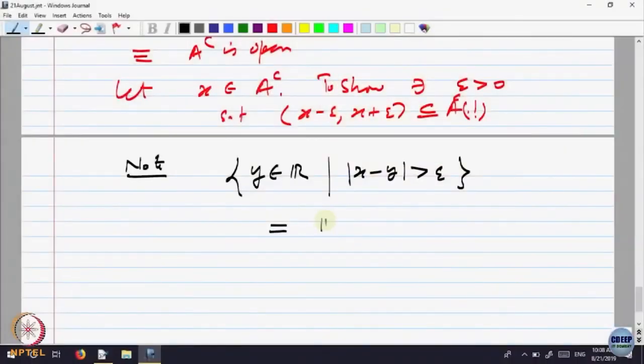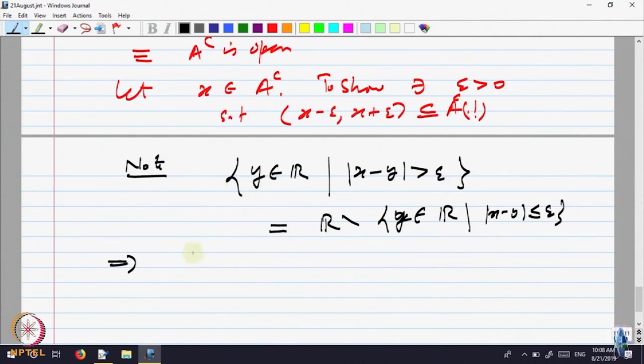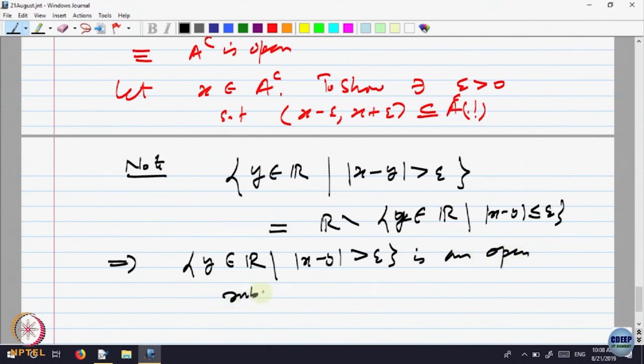Okay. So, this set is equal to R minus the set of y belonging to R such that |x minus y| is less than or equal to epsilon. That is a closed set, right? So that implies that the set of y belonging to R such that |x minus y| is bigger than epsilon is an open subset. A general fact, okay. It is an open subset.